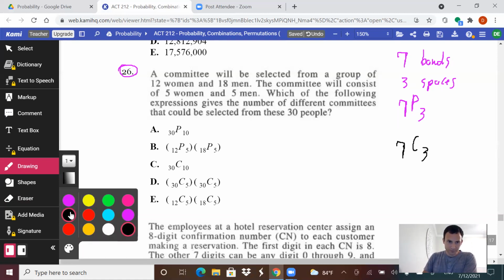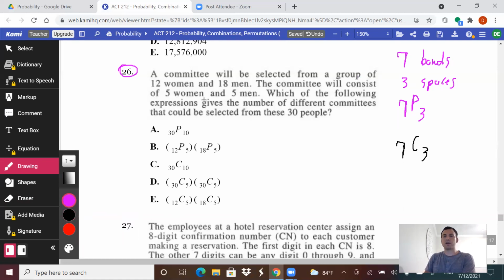So anyway, feel free to pause the video and see if you can get this one. I'm just going to keep on talking. A committee will be selected from a group of 12 women and 18 men. The committee will consist of 5 women and 5 men. Which of the following expressions gives the number of different committees that could be selected from these 30 people? Okay, so really this just comes down to figuring out, is this a combination problem or a permutation problem?